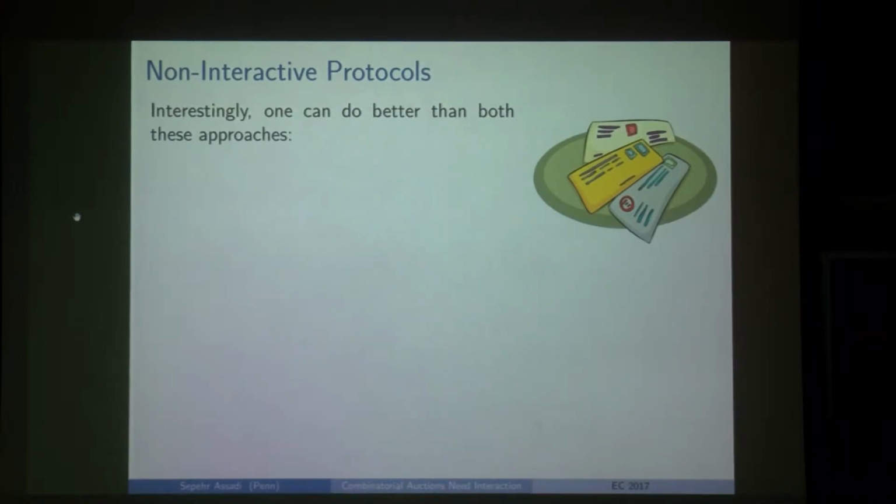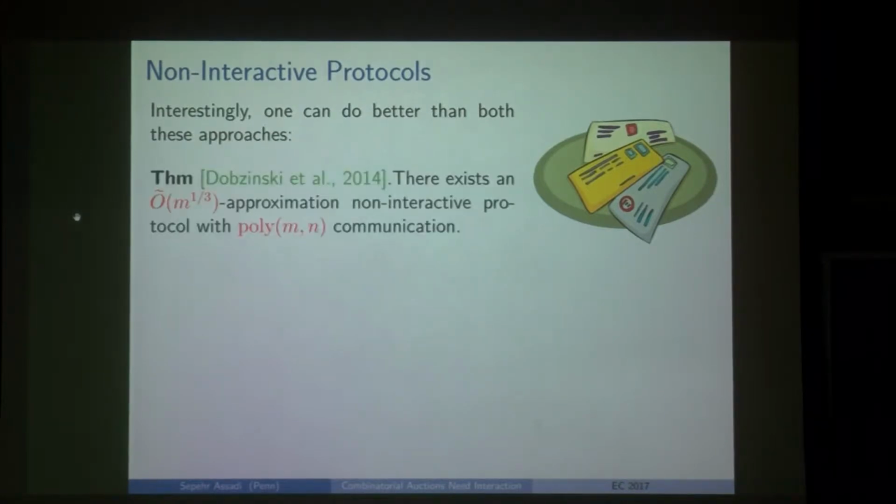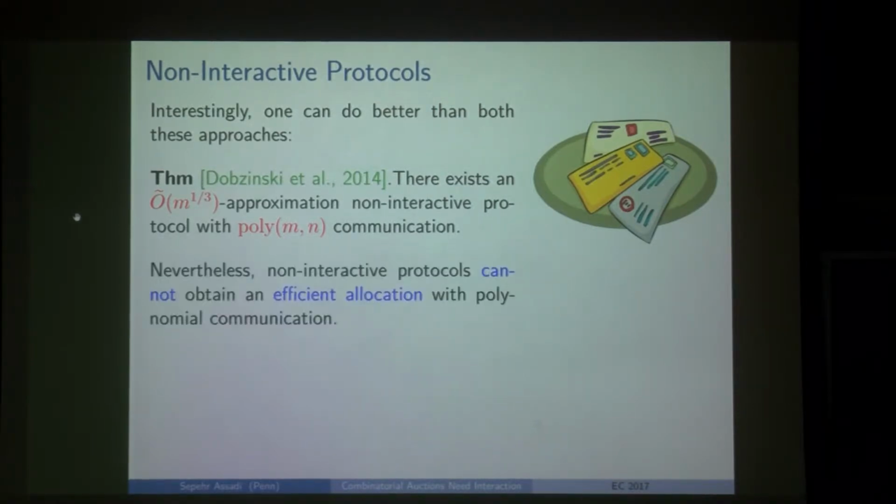Now, the very interesting fact is that you can actually do better than both of these results. There's this nice result by Dobzhinsky et al. that showed that you can actually get significantly better than the previous approach. You can get an m to the 1/3 approximation using polynomial communication. So this means that this problem is not about just summarizing your input. You can do something much more clever than just summarizing your input.